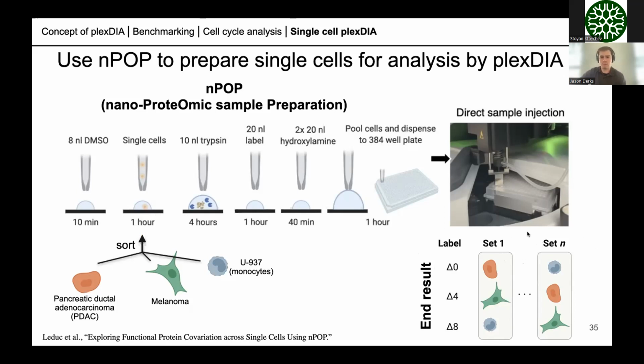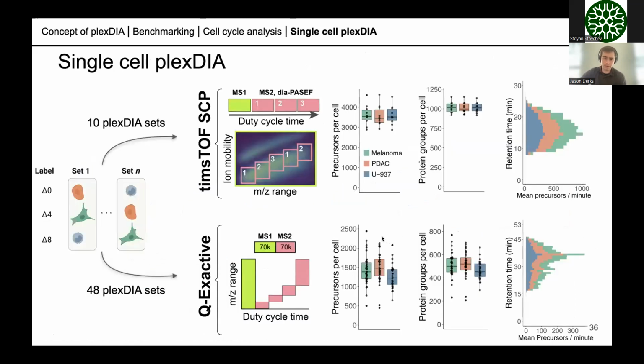And then we ended up with about 60 sets. And we acquired 10 of these sets on a timsTOF SCP with the help of Matthew Willits, who is a proteomics scientist at Bruker. And this is showing the duty cycle that we used for this analysis. The duty cycle length was actually very quick. It's about 2/3 of a second here.